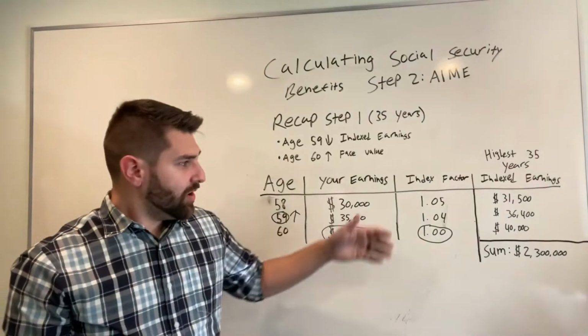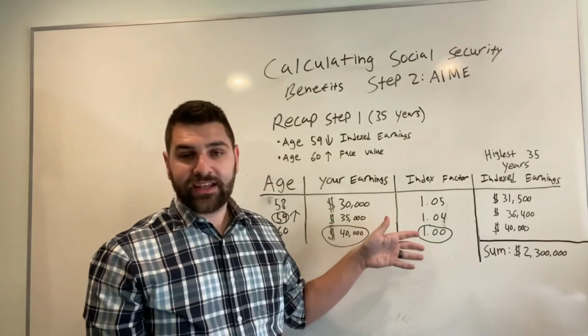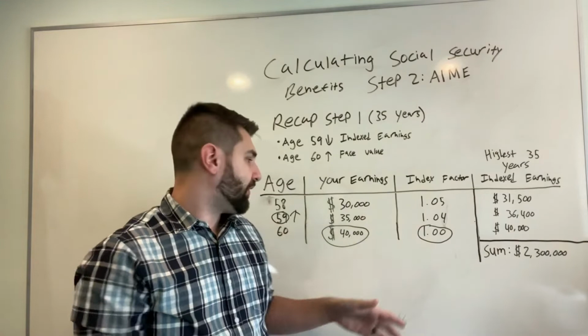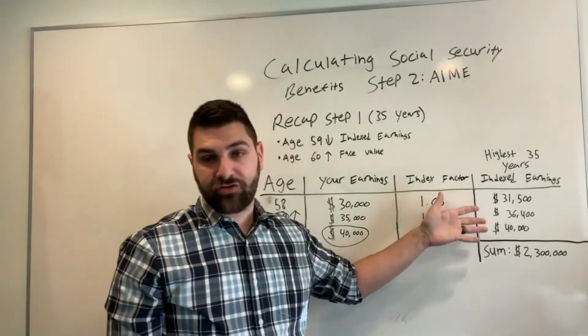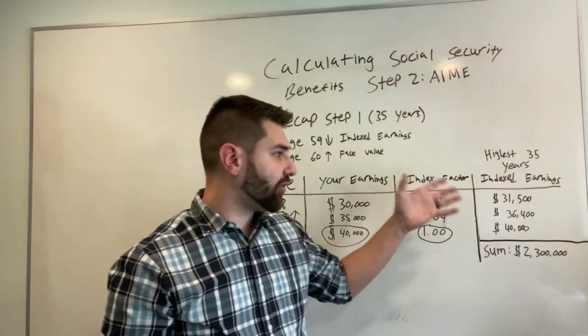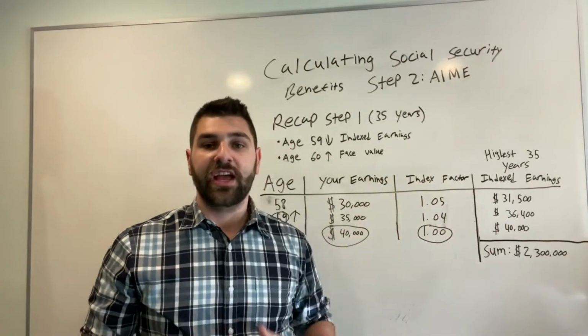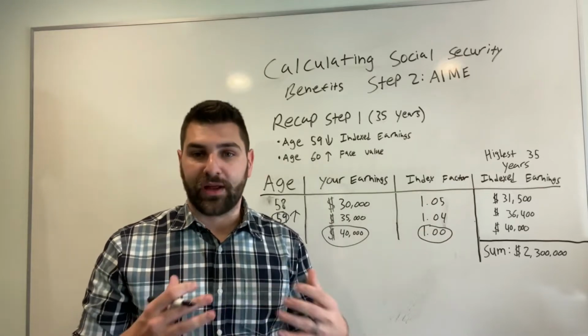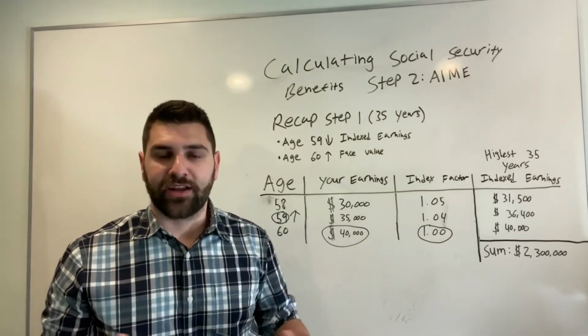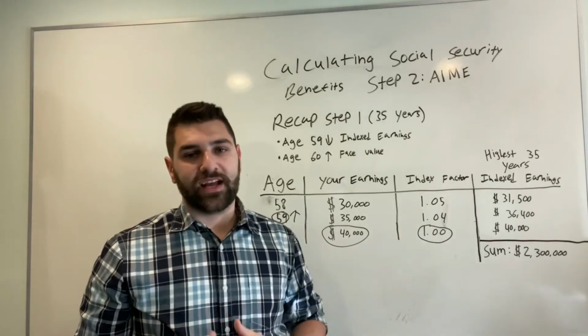So once you figured out all the indexing factors for those particular years, and then you multiply them, you get your indexed earnings amounts. And the highest 35 years of indexed earnings is what's calculated to figure out your PIA, or your benefit at full retirement age. So essentially, we're going to talk more about PIA in the next video.